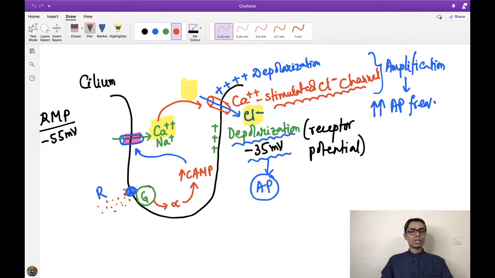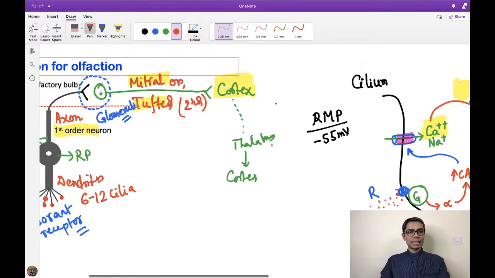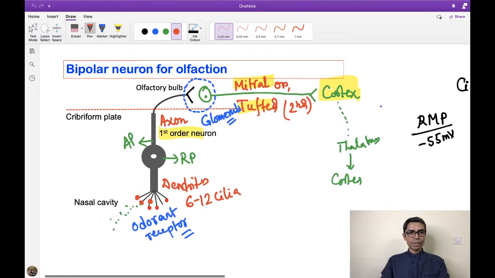Now you got it. So now we came to know that at the top of this cilia, where the odor and receptor are present, when this odor and receptor are stimulated, what is going to happen?